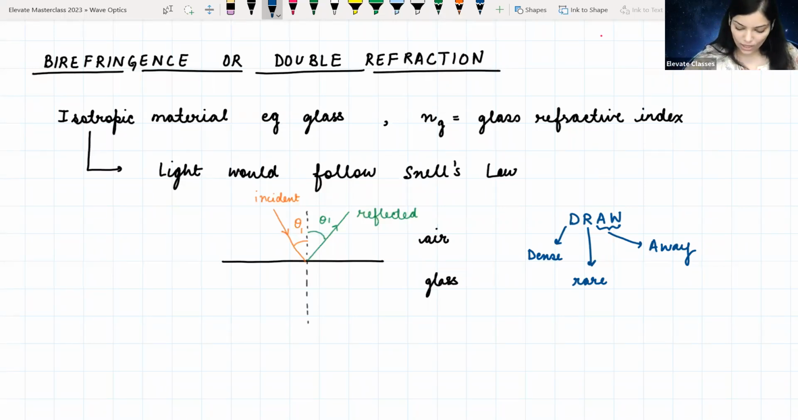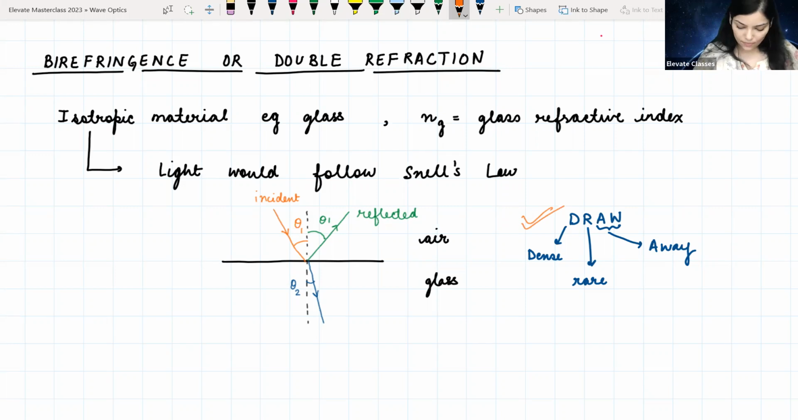Right now I'm going from a rarer medium to a denser medium. That means that the light should bend towards the normal. So now this is my reflected light. It is making some angle theta 2 over here. So this is an easier way of remembering. Whenever you have to think in which way the light would bend, just remember this: denser to rarer, away from the normal. For rarer to denser, it will be towards the normal. I remember it like this.